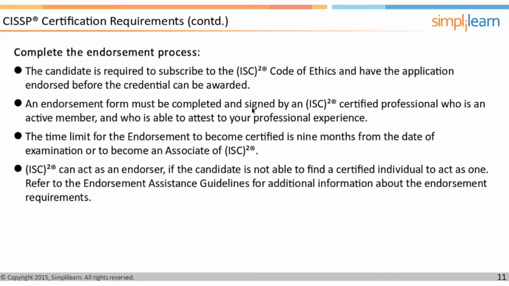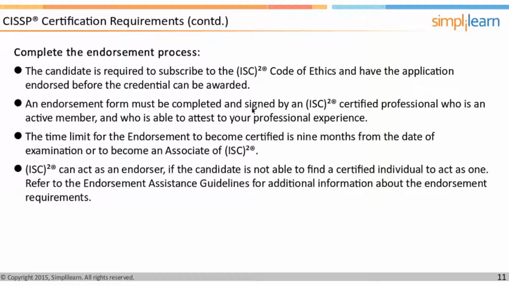So what else do we need to do to get the certification? First is to take the exam and pass the exam. The second is you need to subscribe to the CISSP Code of Ethics. We will discuss this because this is part of the syllabus. And the third is you need to get your form endorsed by a CISSP certified professional who is also an active member. This person will attest to your professional experience, whatever you've mentioned in the form.